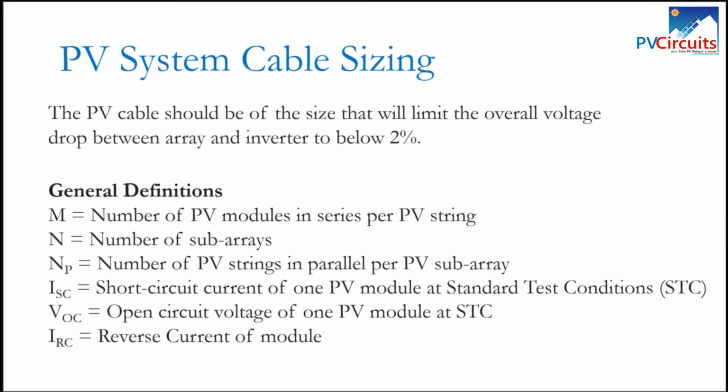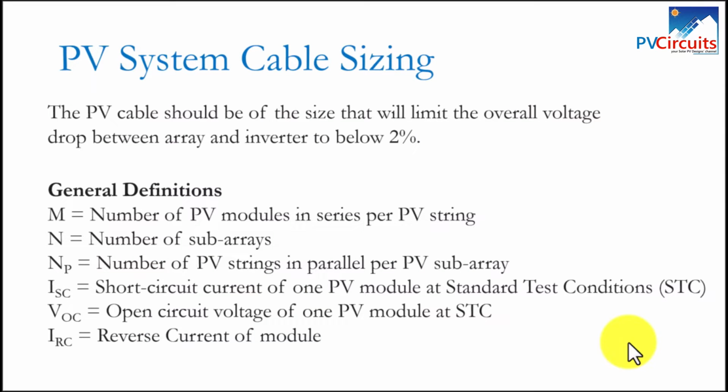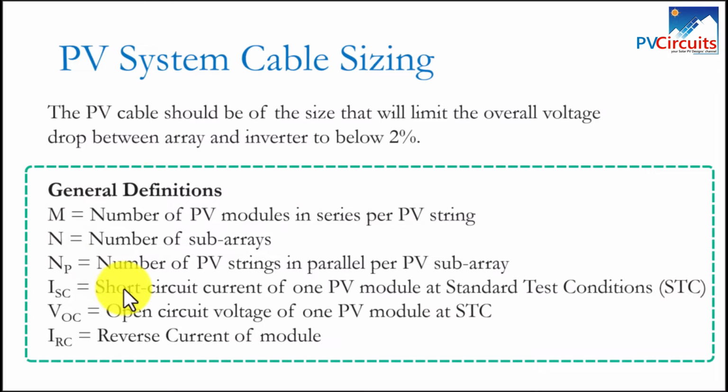Let us now look at PV system cable sizing. We take it that the PV cable should be of a size that will limit the overall voltage drop between array and inverter to below 2%. Now this depends on your standards. Now we look at these definitions, and these definitions define some of the parameters that we're going to use throughout this discussion. So take note so that as we move along, you know what they are.